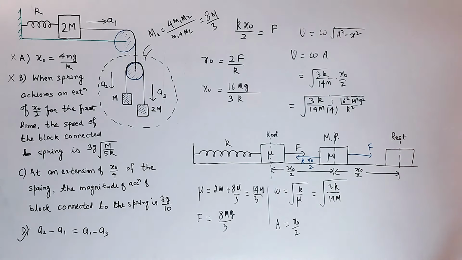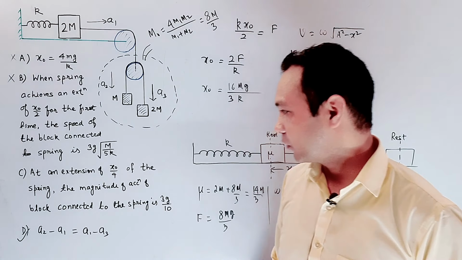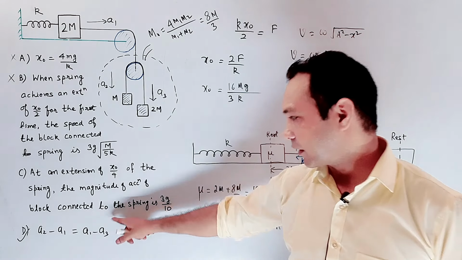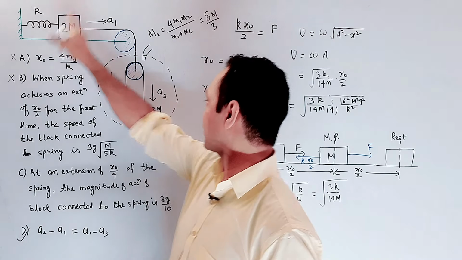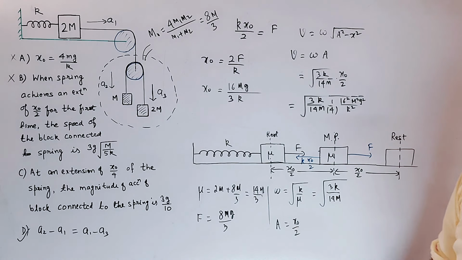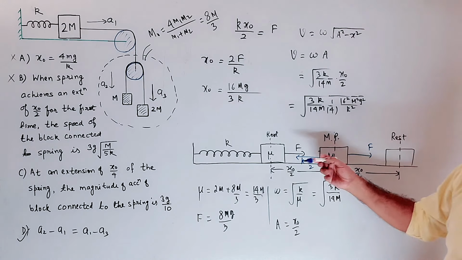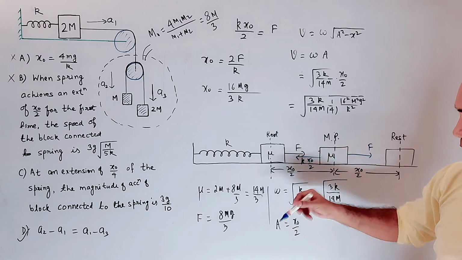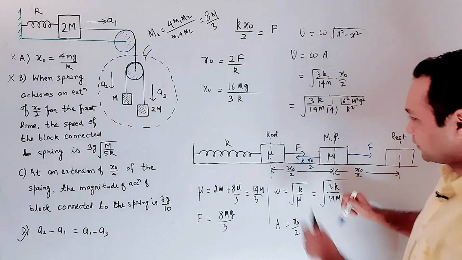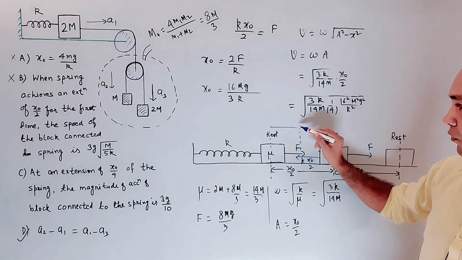And then we have to find in option C, extension x naught by 4, the magnitude of acceleration of the block connected to the spring. This block's acceleration will be the same as the acceleration of the other block that we discussed. So when the elongation is x naught by 4, this was the natural length position, so elongation x naught by 4 means in between these two. So somewhere here is the elongation x naught by 4.